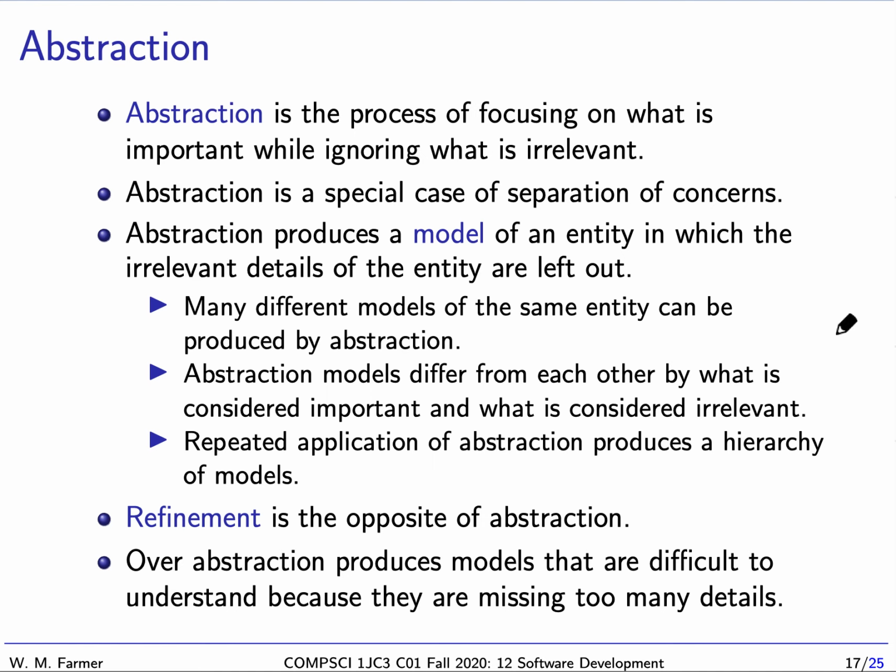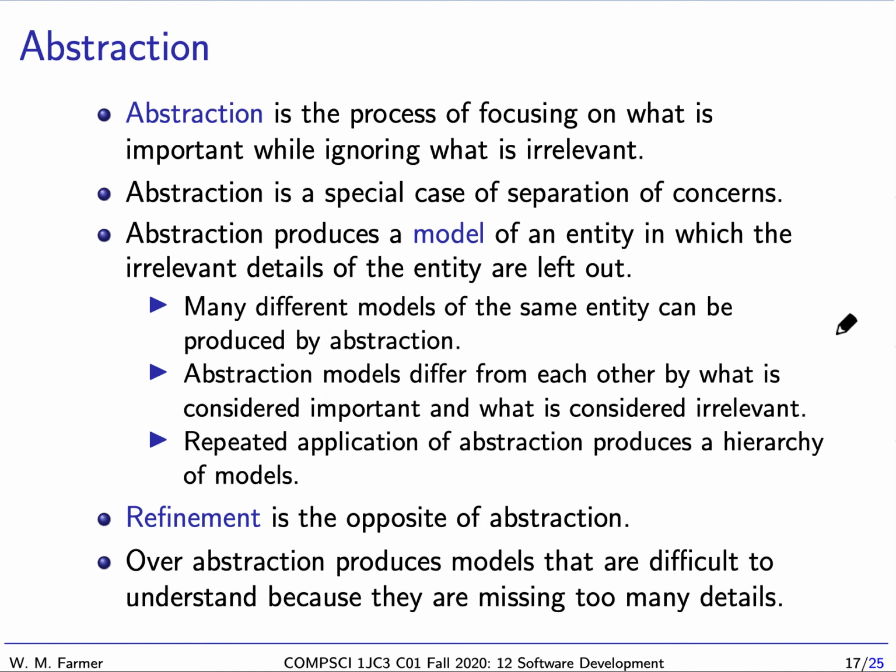And this produces a model where we've left out, as I've said, irrelevant details. And so you can produce many different models of some entity with abstraction by leaving out different details. So the model you produce depends on what you're interested in. Something that may be a detail that you care about in one situation, you may not care about in another situation. So there's many different abstraction models.